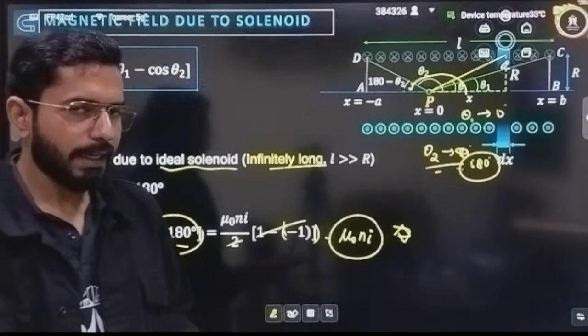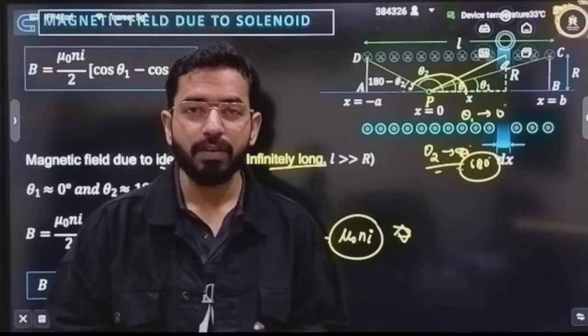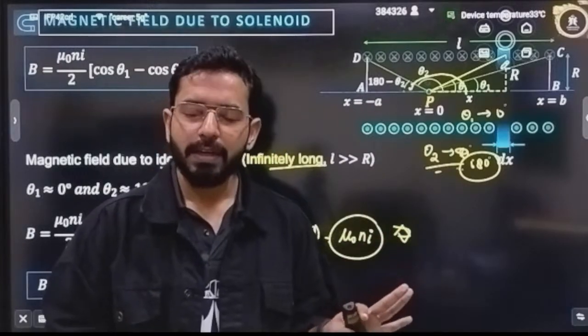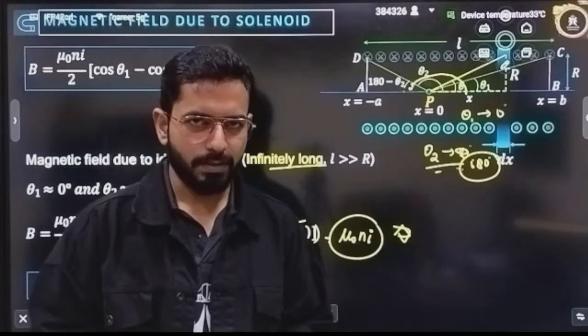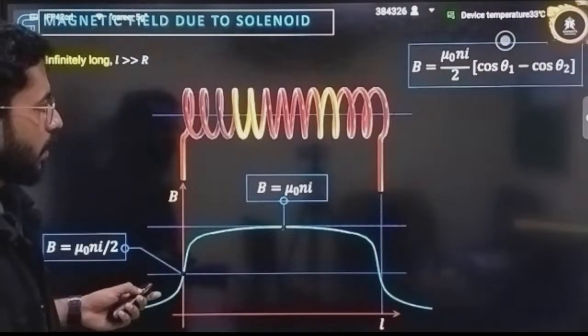If it is clear till here and you have completely understood the concept of solenoid, you can solve any kind of question. If you are very clear in your mind how you came till here, that means you can crack any question of this topic, solenoid. I hope that this has helped you.